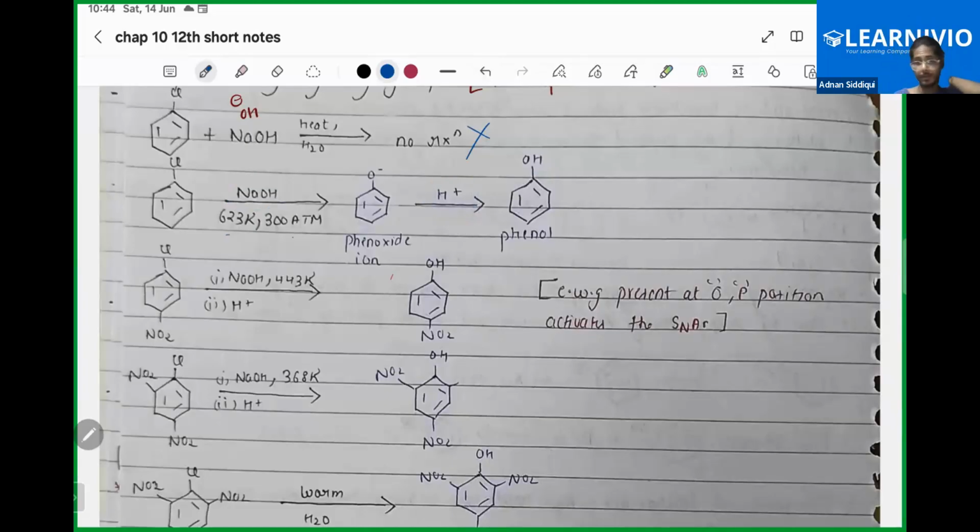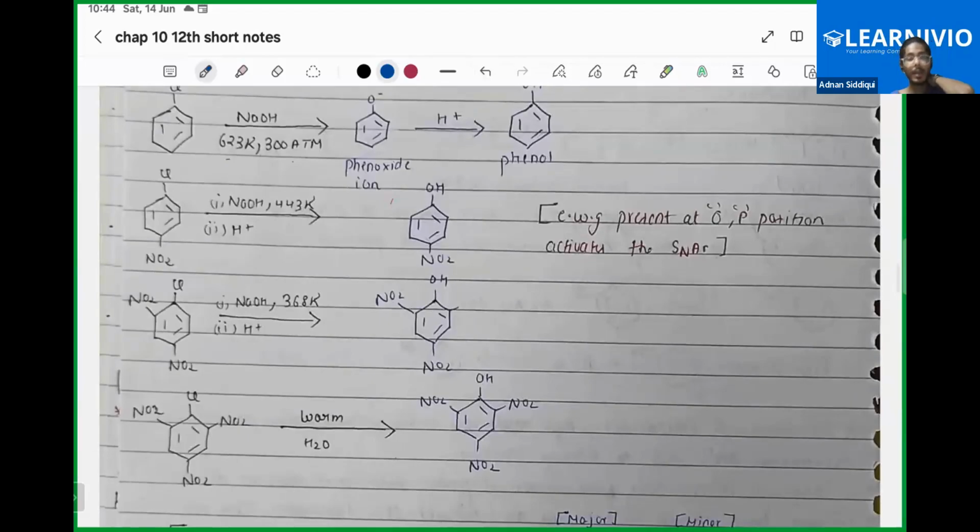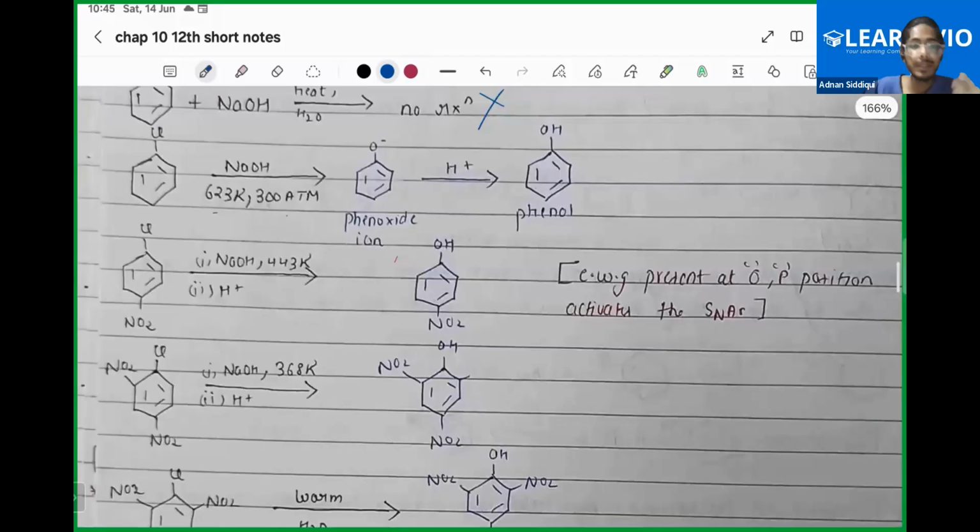Now the thing that we need to understand: suppose I am applying an electron withdrawing group, what is the work of an electron withdrawing group? They will withdraw the electron density. Good. Why were the haloarenes not reacting? What was the issue? They had lots of electron density.